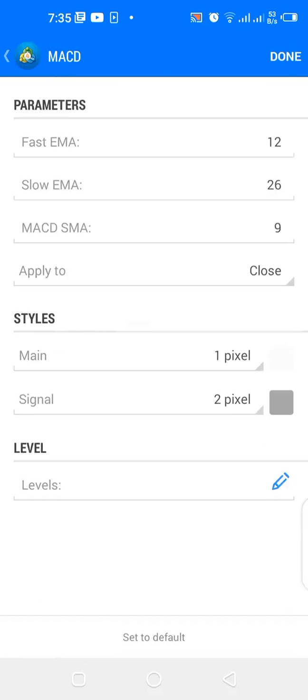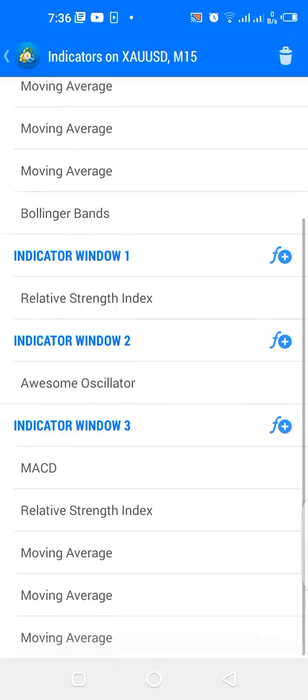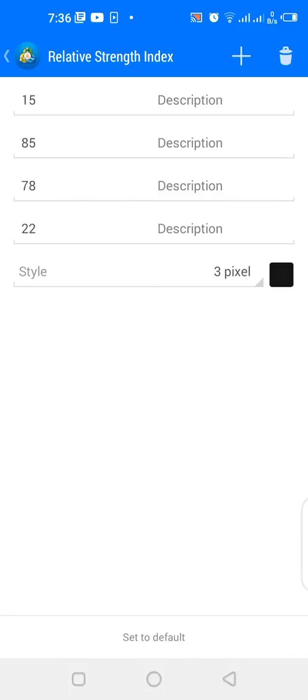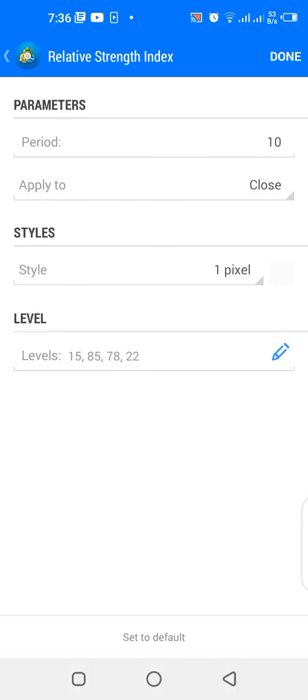We have MACD. Fast EMA is 12, slow EMA is 26, MACD SMA is 9. Apply to close. The main style color will match the background color of your chart, while the signal style color will be gray. Still on indicator window 3, we have RSI. Period is 10. Apply to close. Okay, the levels, let's look at the levels. We have 15, 85, 78, 22.